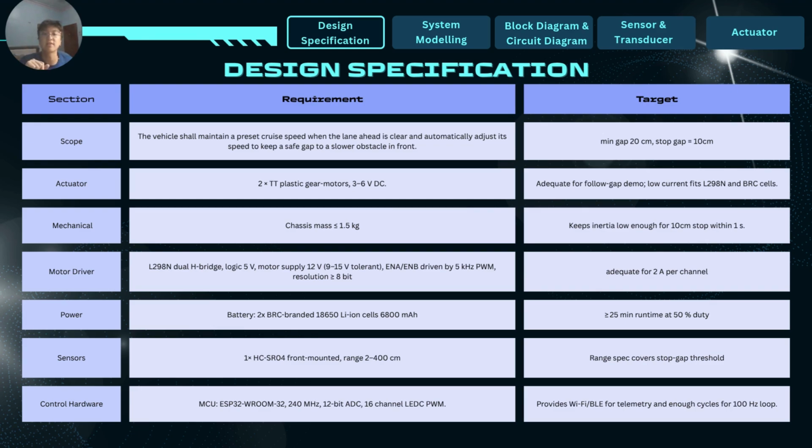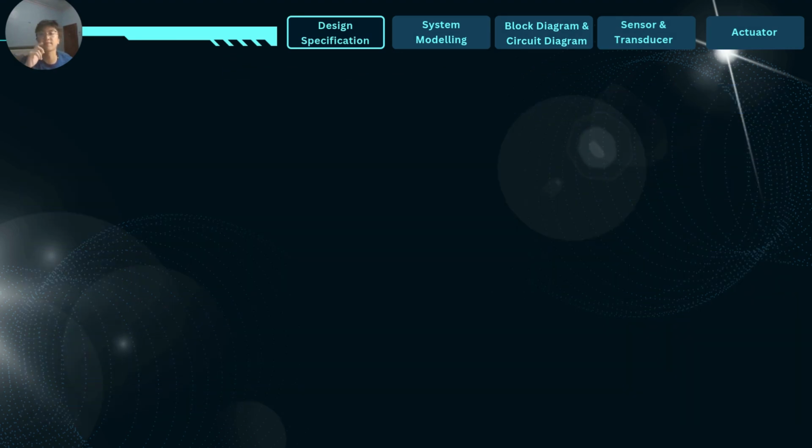The next one is the sensor. We chose the HC-SR04 as our ultrasonic sensor because its range spec covers our stop gap. And the last one is our control hardware. We chose the ESP32 because it provides Wi-Fi and Bluetooth for telemetry and also has enough cycles for a 100 Hz loop. And that's all for the design specification.